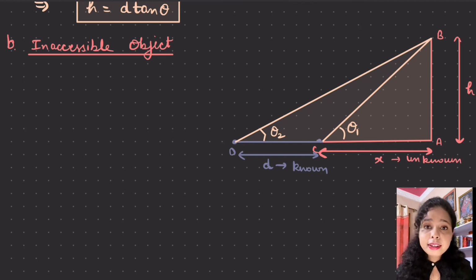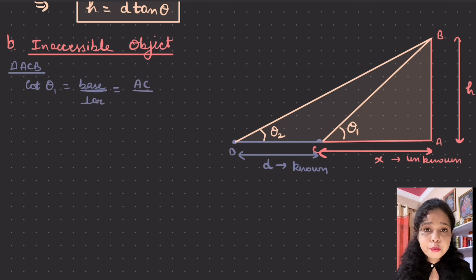Now the distance CD is known but the distance AC is unknown. Still we want to determine the height H. Here we will use the trigonometric function cotangent theta. First of all, in triangle ABC, cot theta 1 is equal to base upon perpendicular. Here base is AC and perpendicular is AB. So cot theta 1 is equal to AC divided by AB. Therefore, we have cot theta 1 is equal to AC, that is X, which is not known, divided by height H. This is our equation number 1.